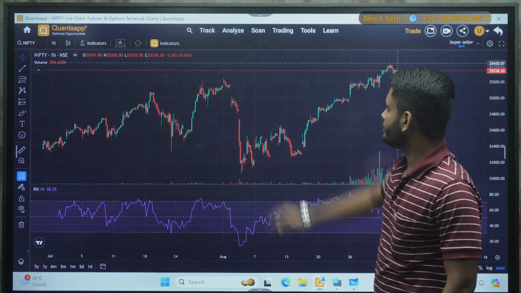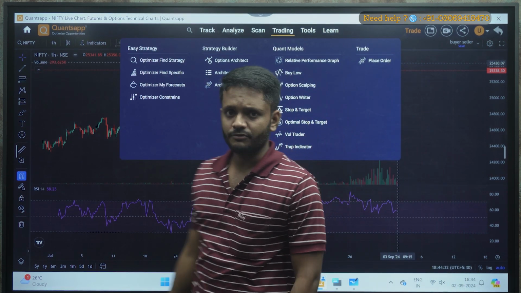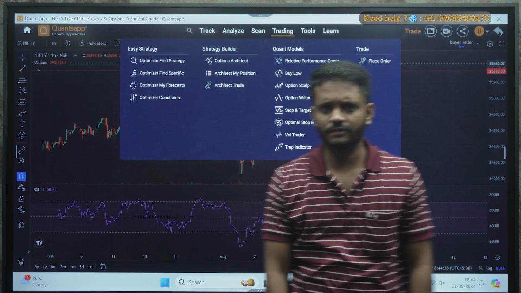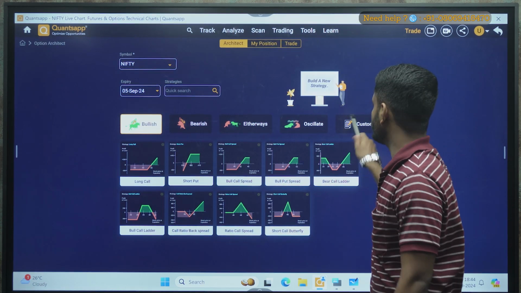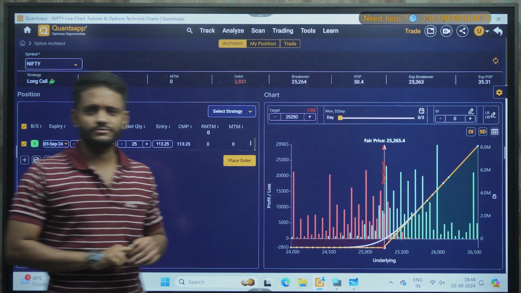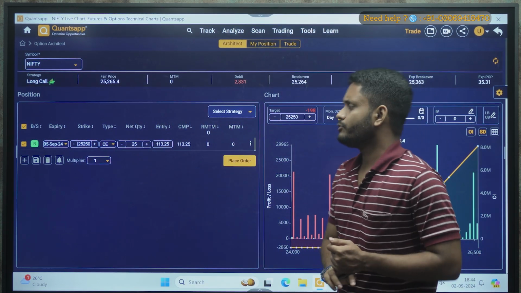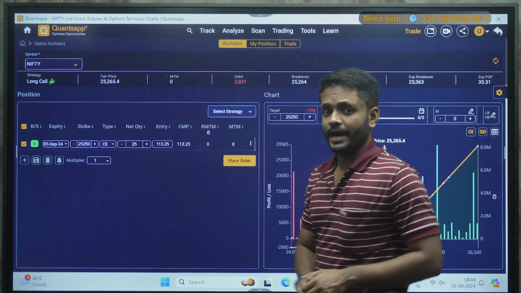Now how to plan a bearish trade? I am very near to the expiry, only 2 days are left. Today is 2nd, 3rd, 4th, only 2 days are left for the expiry. On 5th we have a weekly expiry of Nifty. Let me go to the options architect. What I told you, whenever we are left with less than 15 days for expiry, it is always advisable to go with a credit spread. So if you are bearish and you want to plan a credit spread, what is the strategy? That is a bear call spread, correct?